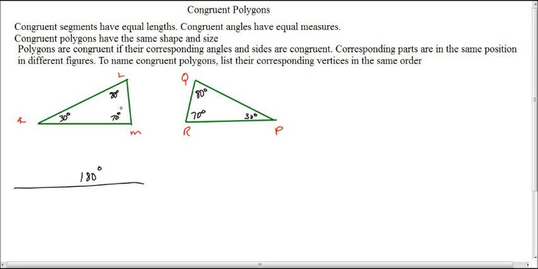So just by the measurements alone, we can see that line segments LM and QR we'll say are congruent, because we're strictly going on measurements. And then we can look at 80 and 80, and over here, same measurement. Okay, and then we see 30 and 70, 30 and 70, same measurement. Let me undo that.